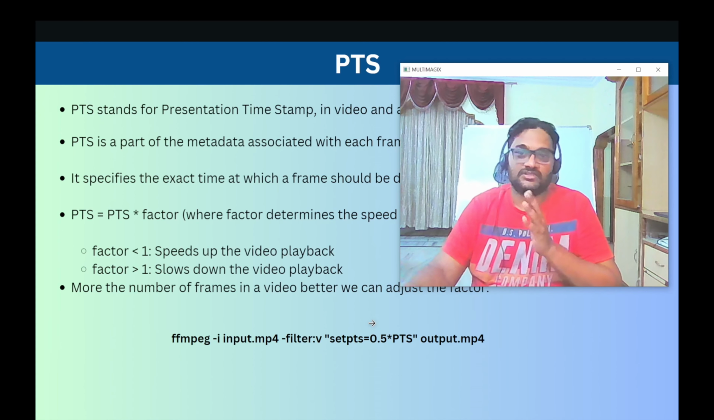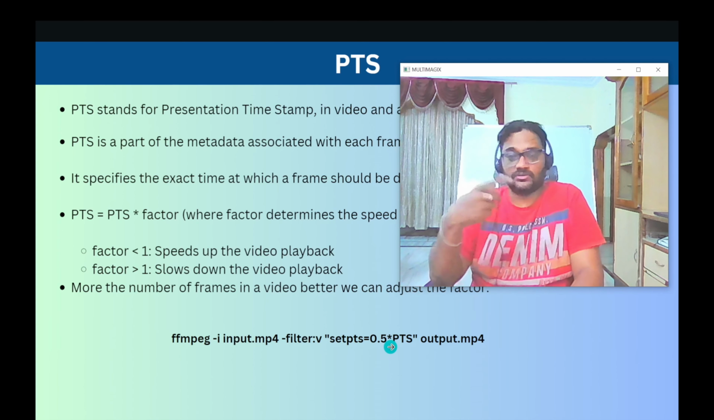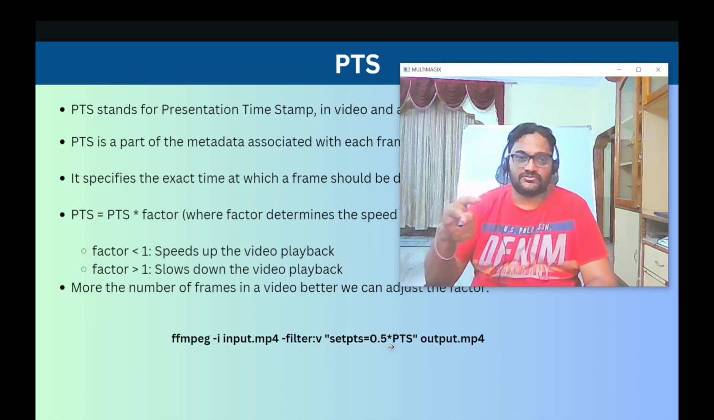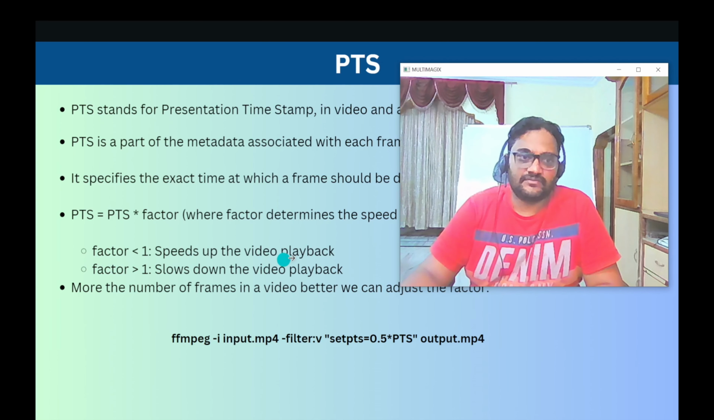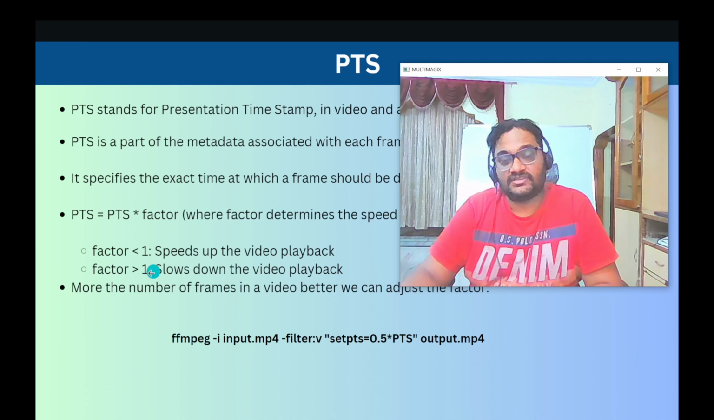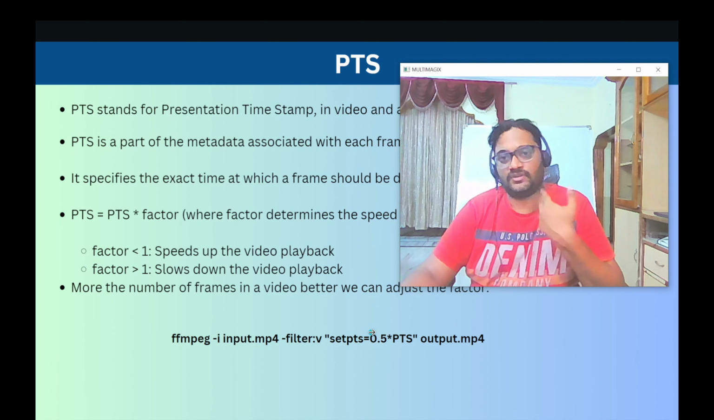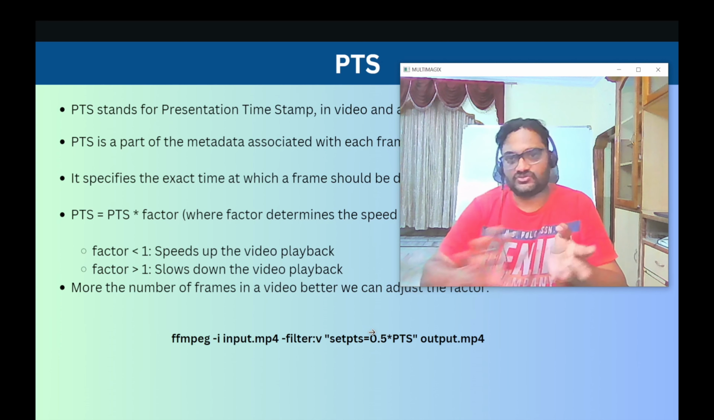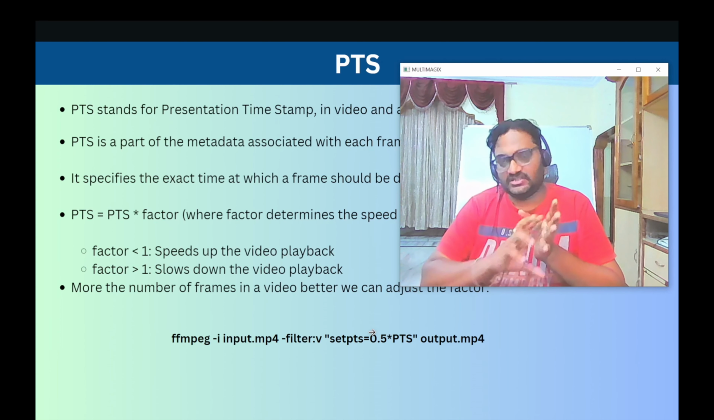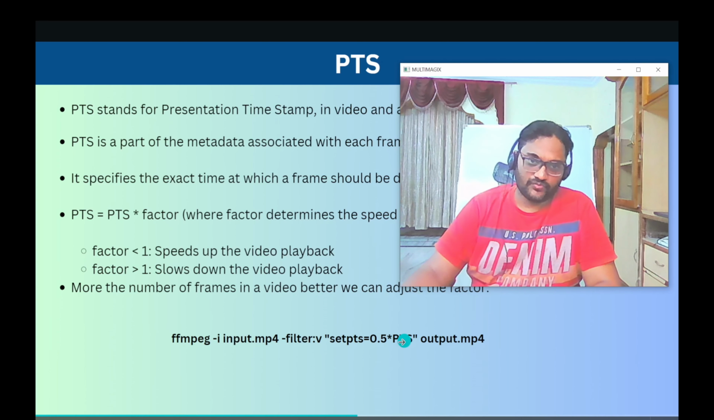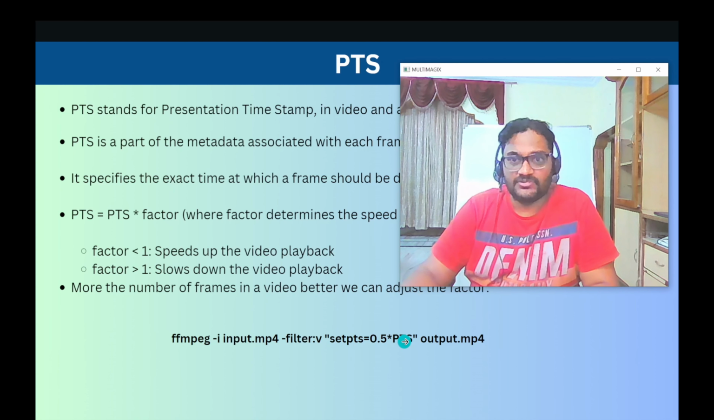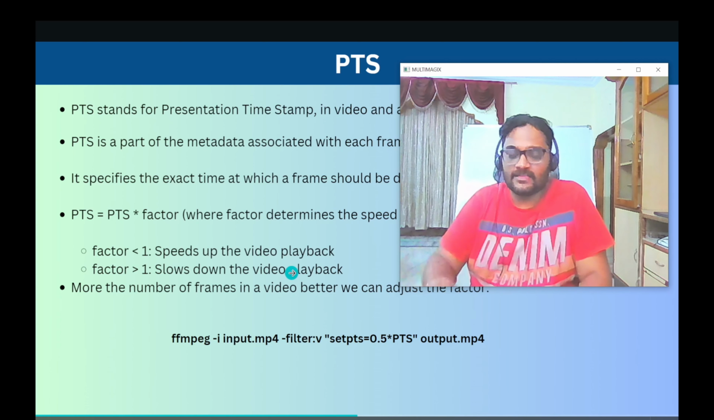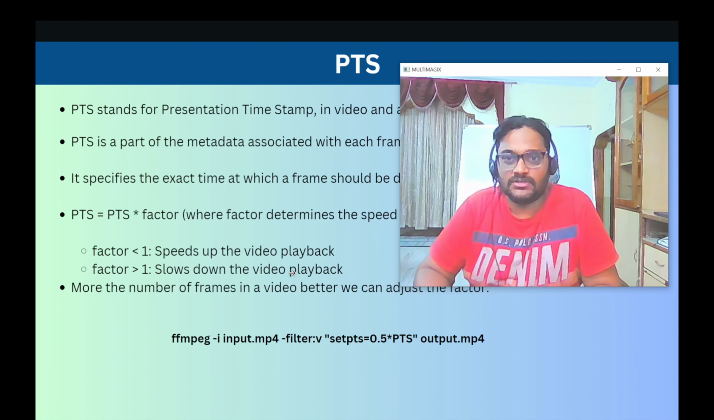But if you want to slow down the video, it is simply times the factor. The factor is less than 1 if it speeds up the video, and a factor greater than 1 slows it down. 1 means normal video, 1.5 slows it down by a factor of 1.5, 2 slows down the video by 2, and 0.25 is a quarter-speed factor. So using this configuration, the presentation timestamp is set accordingly, and based upon this we can control the speed of the video.